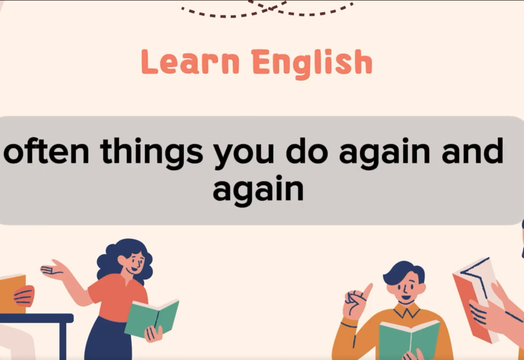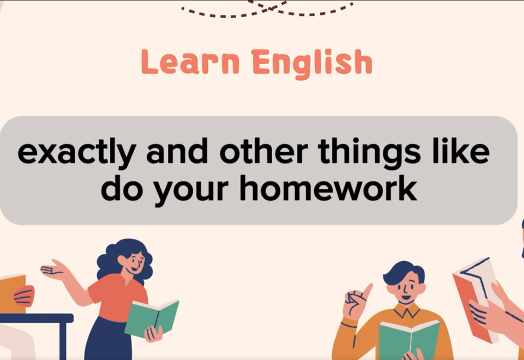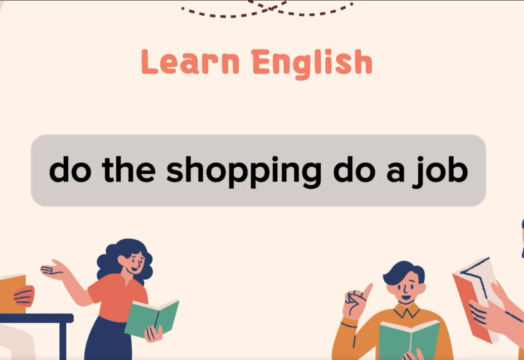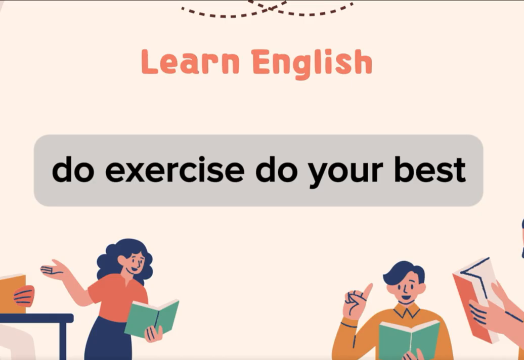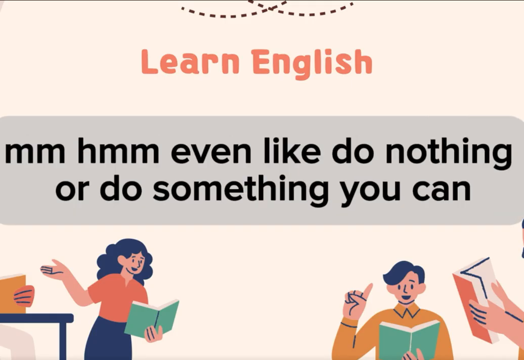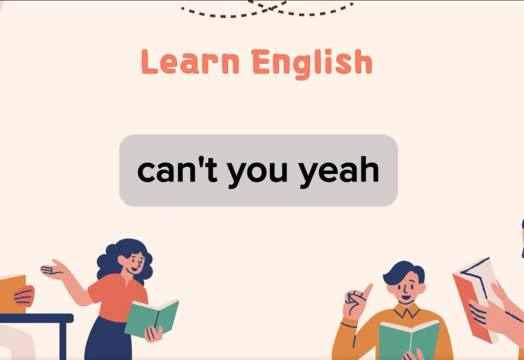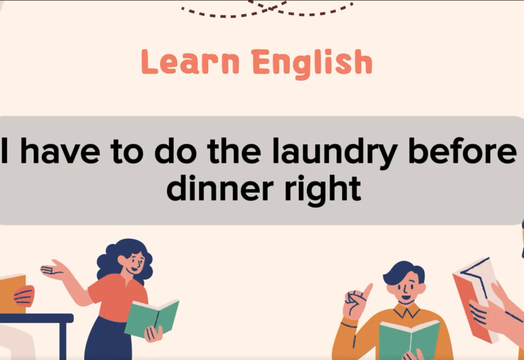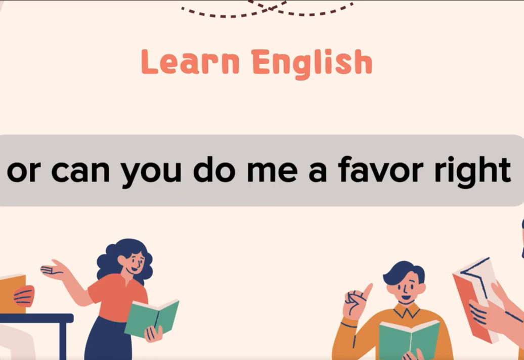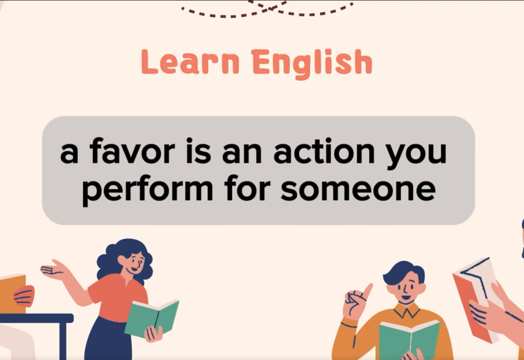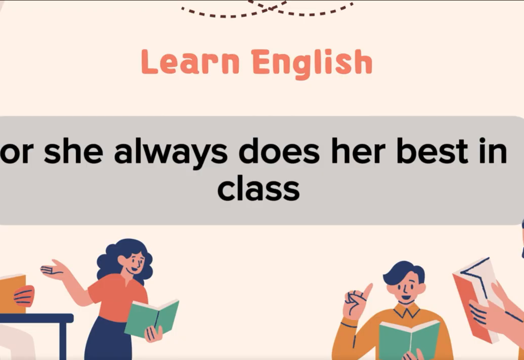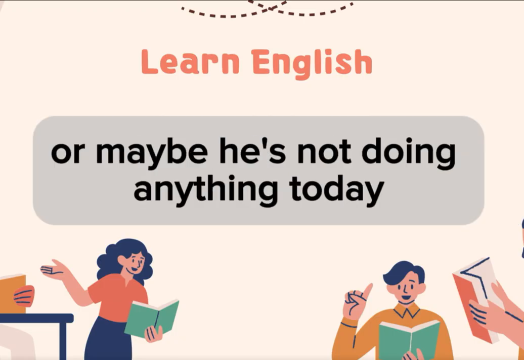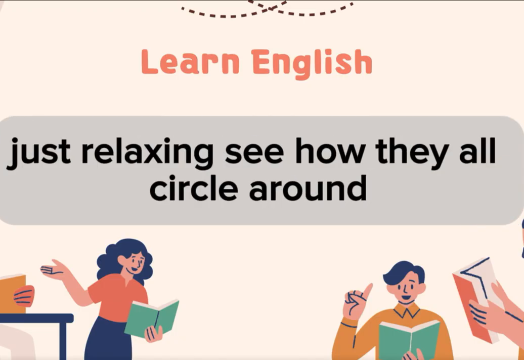Often things you do again and again. Exactly. And other things like do your homework, do the shopping, do a job, do exercise, do your best. Even like do nothing or do something. You can almost feel that sense of activity, can't you? Yeah, the process. So you'd say, I have to do the laundry before dinner. Or, can you do me a favor? A favor is an action you perform for someone. Or, she always does her best in class. Or maybe, he's not doing anything today, just relaxing.